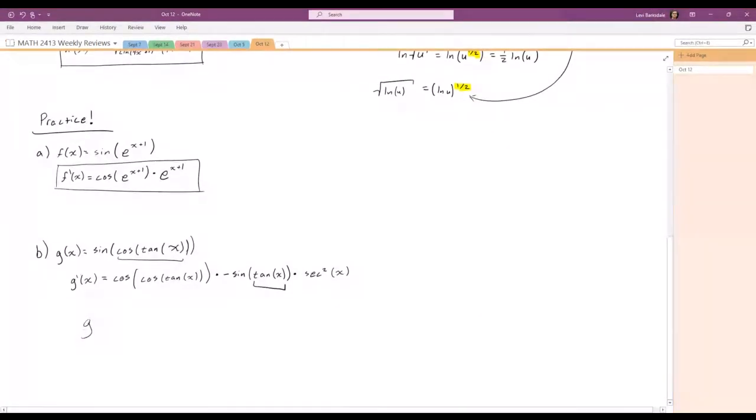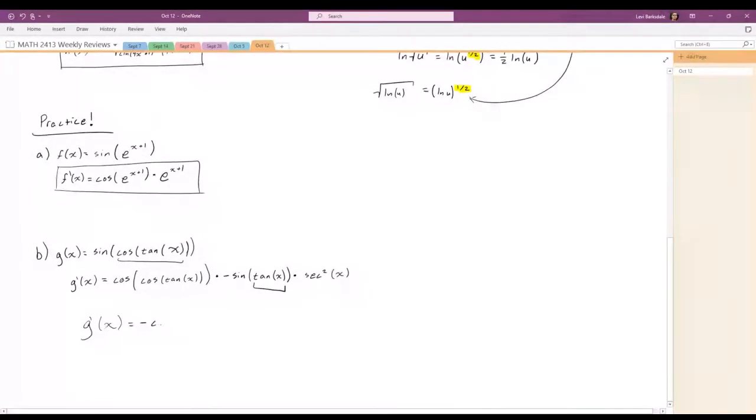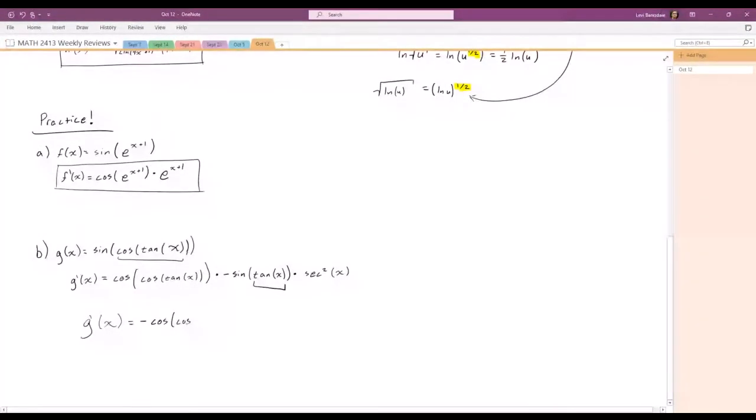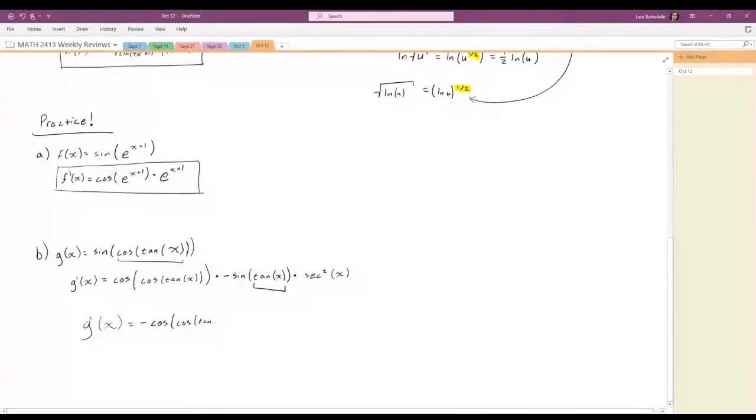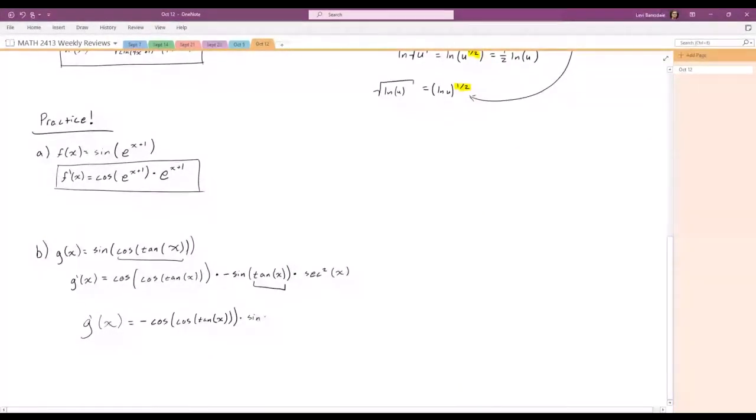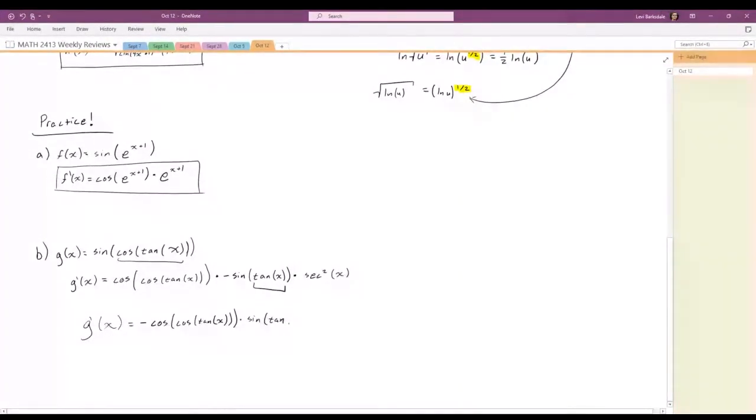So then our final answer would be equal to negative cosine of tangent x times sine of tangent of x times secant squared of x.